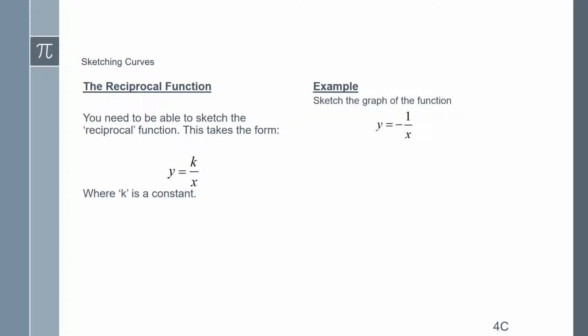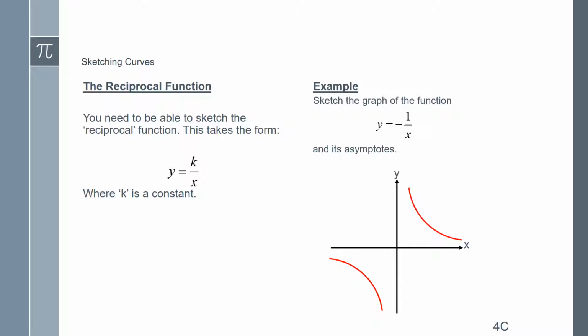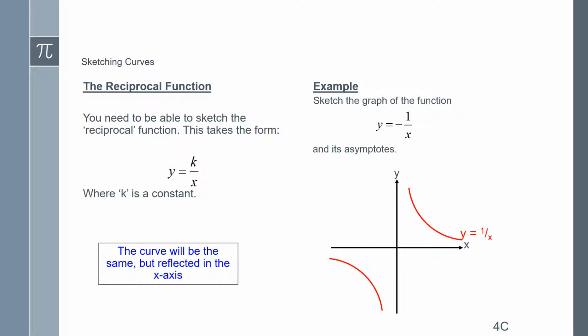-1 over x. Here's 1 over x. Let's think to ourselves, what does minus f of x do? It's the reflection in the x-axis. So -1 over x will again be the same shape, but this time it will be reflected in the x-axis. So it would have been in the second and the fourth quadrants. y equals -1 over x.